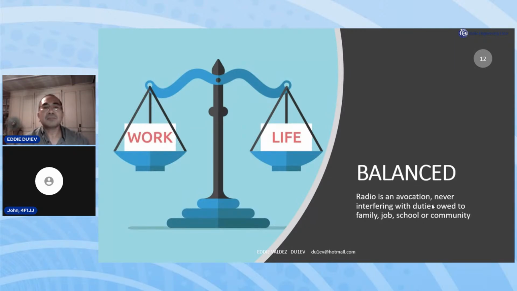A ham radio operator is balanced. Radio is an avocation, never interfering with duties owed to family, job, school, or community. Right? So, wag na lang puro ham radio ng ham radio.